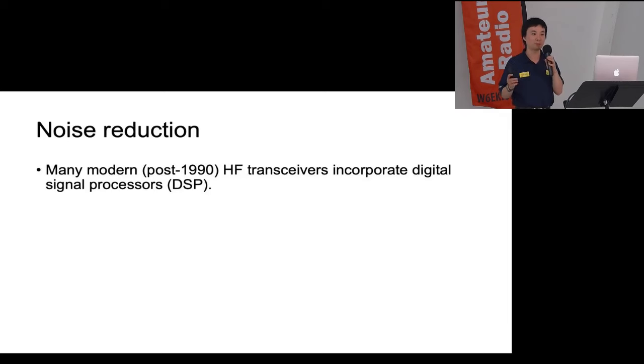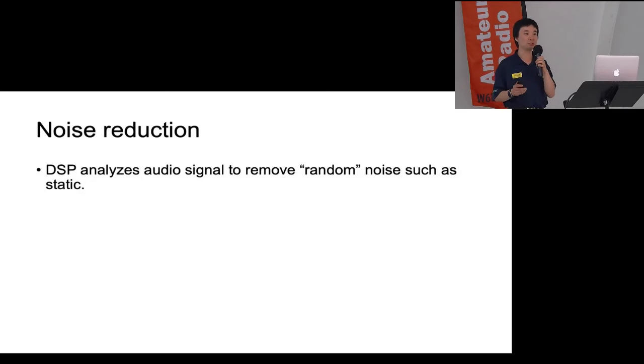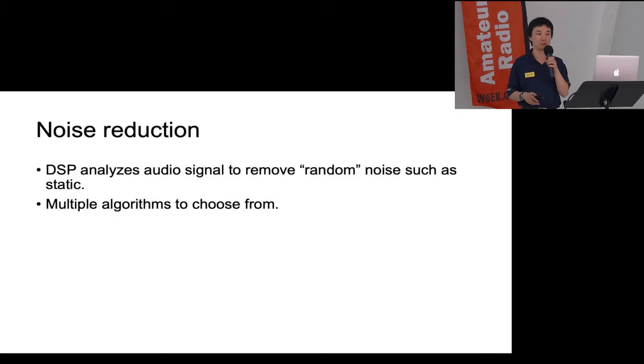Now, next up, we're going to get into some more advanced options that you may or may not know exist on the radio that you already have, and that's noise reduction. Many modern radios, post-1990, incorporate digital signal processors. On these radios, you often have a button labeled NR or DNR for digital noise reduction. What this does is the digital signal processor analyzes signals to remove random broadband noise, static, what we call QRN. There are often multiple algorithms to choose from, and unfortunately, what the algorithm number means in a lot of radios is you have 0 to 10 or 0 to 15, and usually they're sorted in increasing order of aggressiveness.